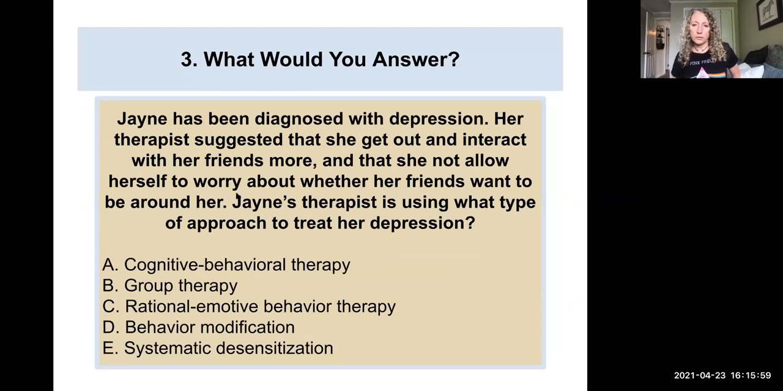Jane has been diagnosed with depression. Her therapist suggested that she get out and interact with her friends more, and that she not allow herself to worry about whether her friends want to be around her. Jane's therapist is using what type of approach to treat her depression? So notice the cognition, getting her to change her thoughts, and also change her behavior, getting out more. So that is going to be A, cognitive behavioral therapy.